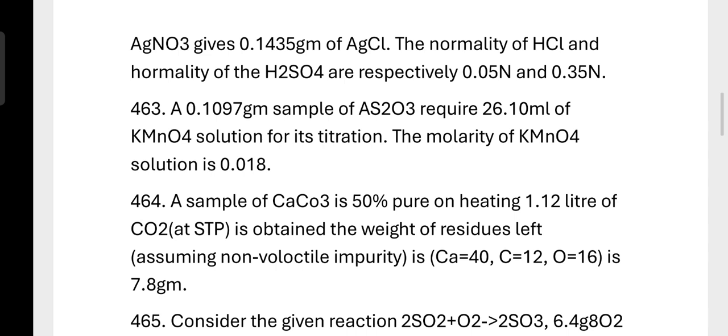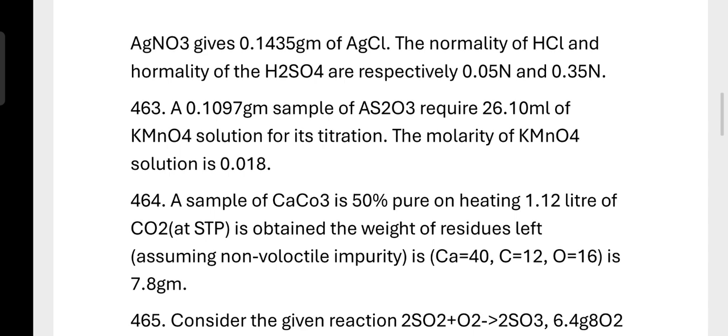A sample of CaCO3 is 50% pure. On heating, 1.12 liters of CO2 at STP is obtained. The weight of residue left, assuming non-volatile impurity, with Ca = 40, C = 12, O = 16, is 7.8 gram.